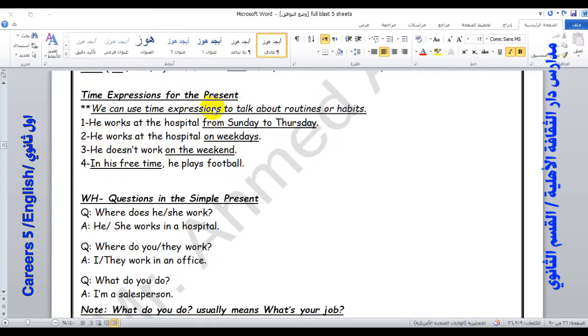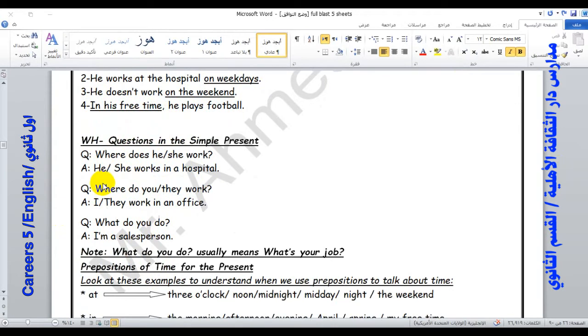What about the time expressions for the present? We can use time expressions to talk about routines or habits. Look at these examples. Number 1, he works at the hospital from Sunday to Thursday. 2, he works at the hospital on weekdays. 3, he doesn't work on the weekend. 4, in his free time, he plays football.